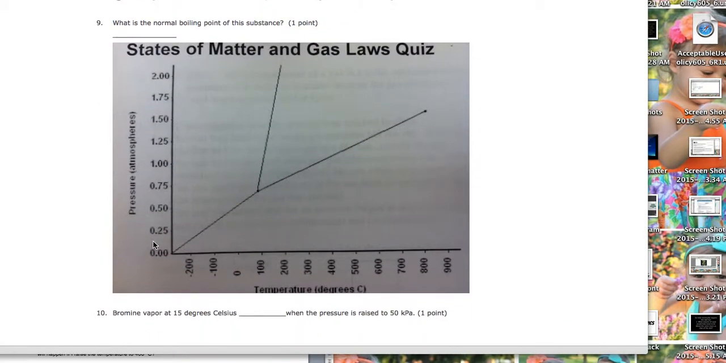What is the normal boiling point of the substance? So you want to look at what your pressure's in and ask yourself what the normal pressure would be. And we want to look and see at what temperature would we be going from a liquid to a gas.